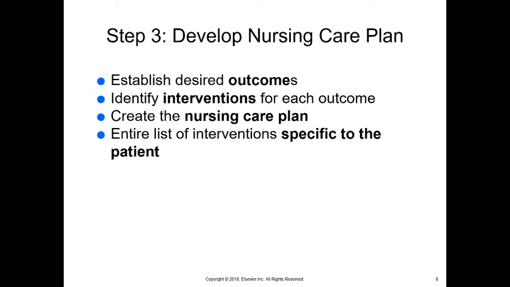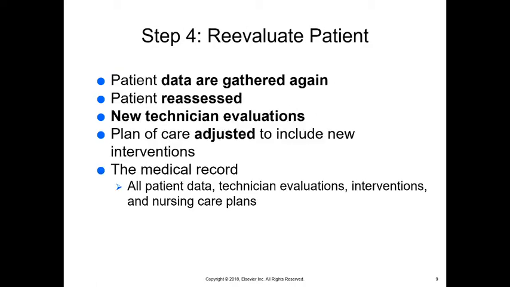One of these things might be turning the pet. So if they've been lying in the same position for a long period of time, putting soft towels under the pet, turning the pet so that they don't have any areas of their skin that have decreased blood flow to them, creating ulcers. Those are nursing care things that you should be thinking about doing as you're taking care of a pet. Step 4 is reevaluating the patient.